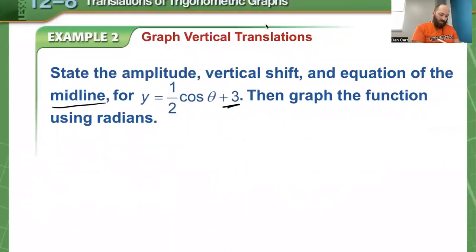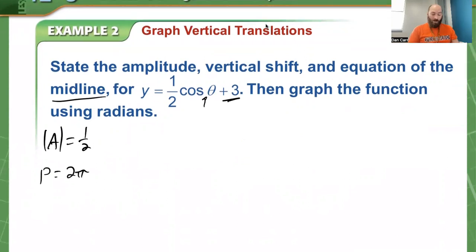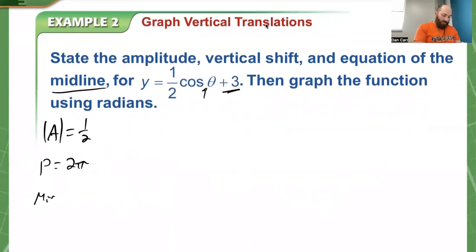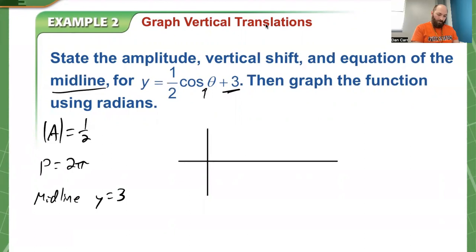Okay, so I'm still doing cosine. Got my amplitude, which is going to be 1/2. My period is just going to stay 2 pi because we don't have any b value here. And then my midline will be the equation y equals 3. Okay, so let's graph that right there.